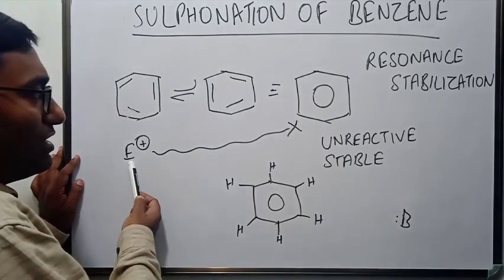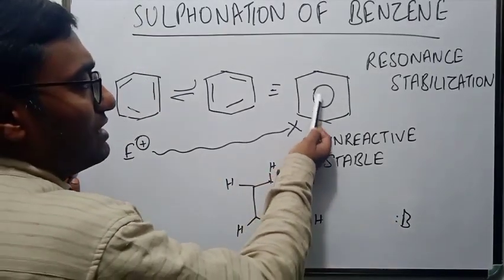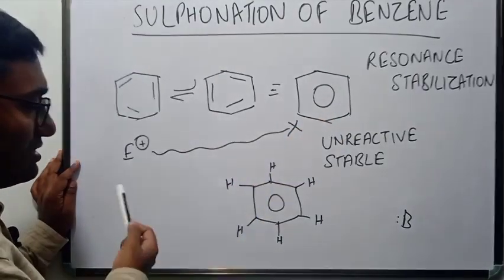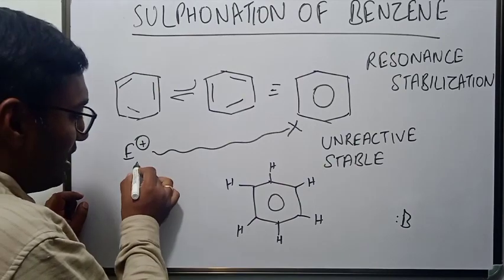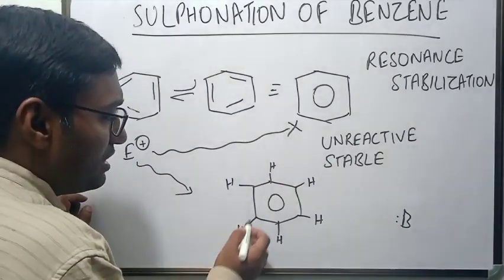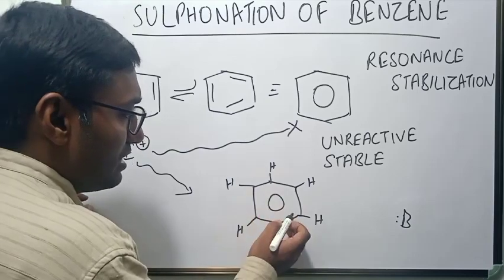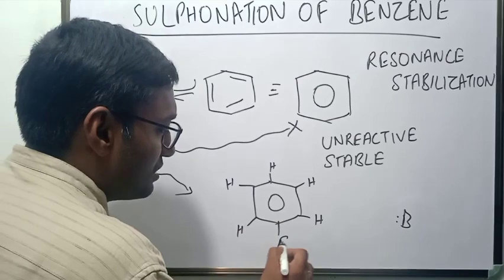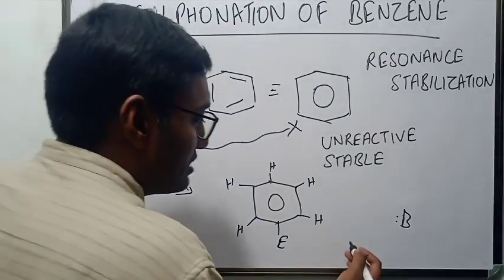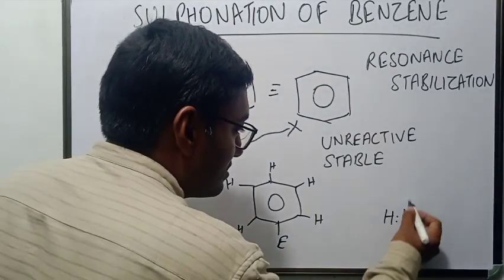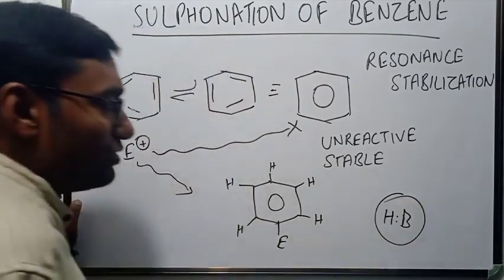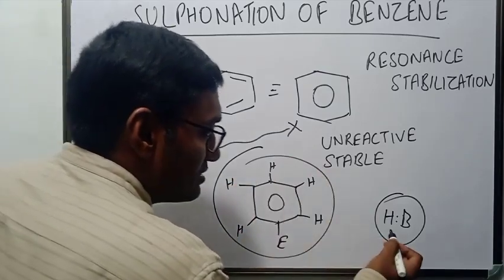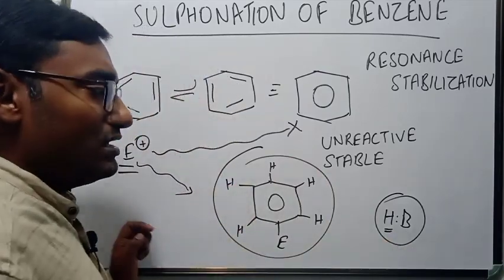Coming back to our electrophile, if it is not able to attack the electrons inside the ring, what option does it have? Yes, it can substitute any of the hydrogens in the benzene ring. The benzene ring has 6 hydrogens. It can substitute any of the hydrogens and take its position. And that H which has gone can combine with the base. Now that is what we call electrophilic aromatic substitution reaction.